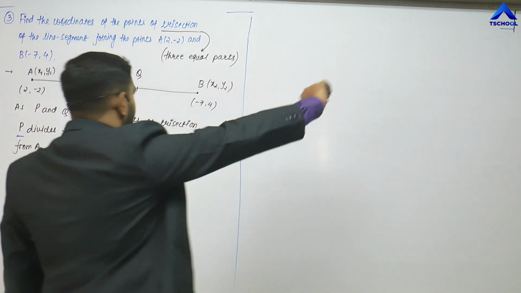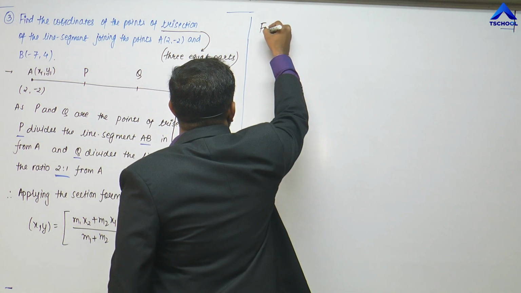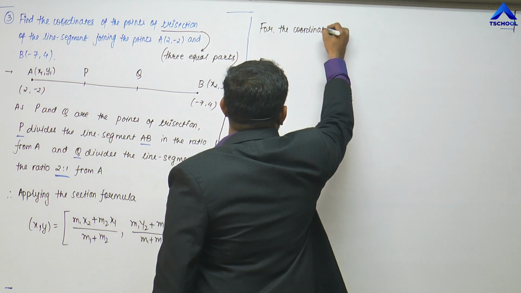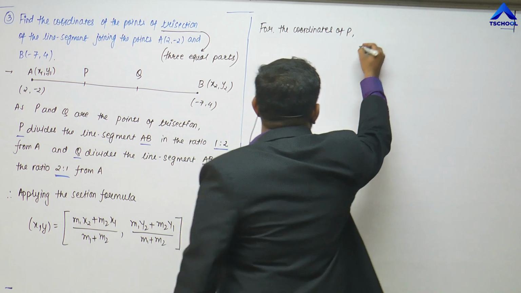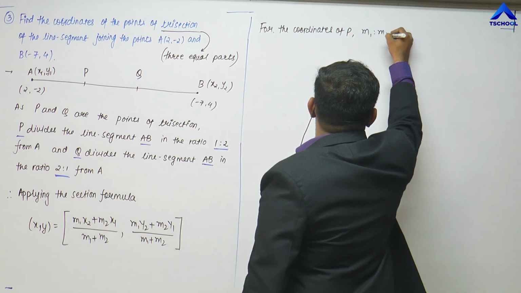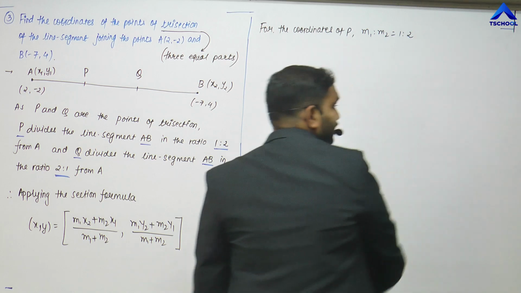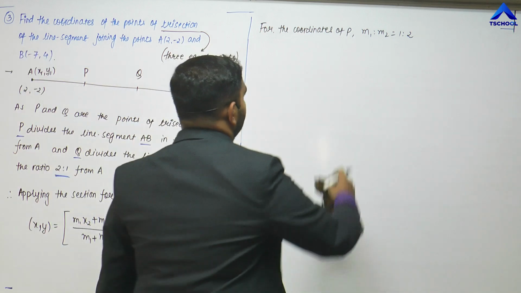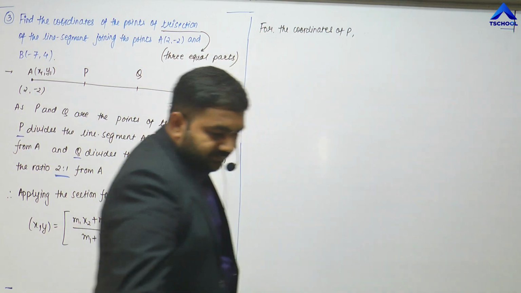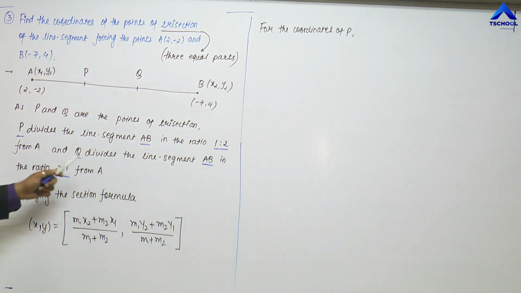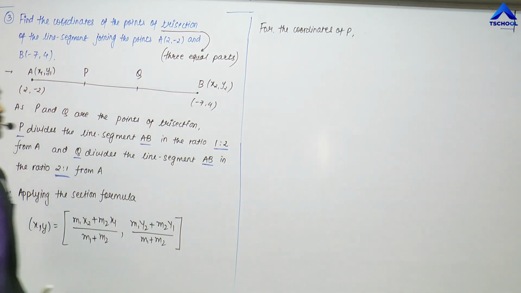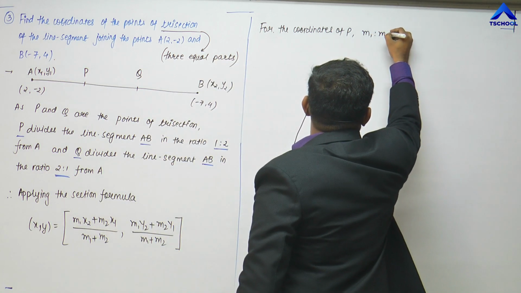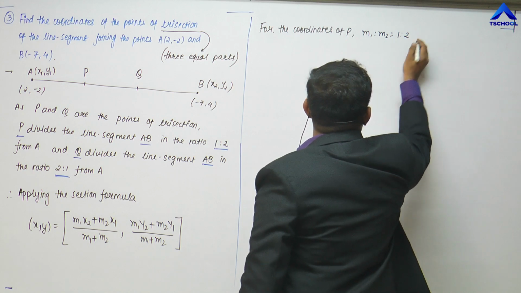So for the coordinates of P, m1 is to m2 equals 1 is to 2, right? We take m1 is to m2 as 1 is to 2 because point P divides the line segment AB in the ratio 1 is to 2 from A. So for the coordinates of P, we shall take m1 is to m2 equals 1 is to 2.